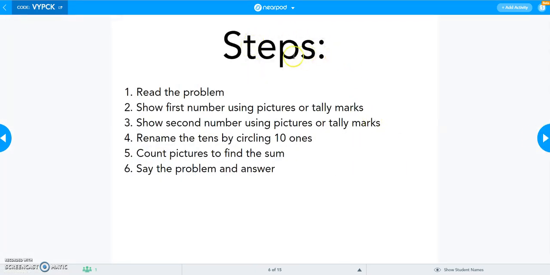So there are certain steps that we need to follow to solve this problem. First, we read the problem. Second, we show our first number using pictures or tally marks. Then we show the second number using pictures or tally marks. Then we rename the tens by circling 10 ones. Then we count the pictures to find the sum. Last, we say the problem and answer.